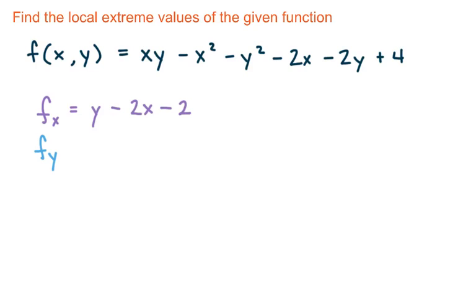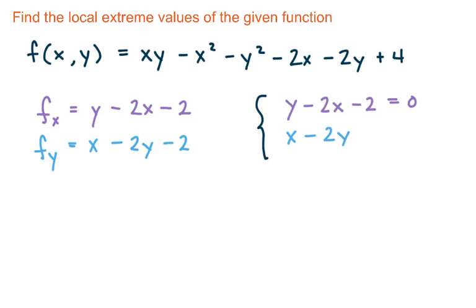And then my partial derivative with respect to y, that means I treat x as a constant. I've got x plus 0 minus 2y plus 0 minus 2 plus 0. So what we do now is we set up a system. I'm going to set each of these partials equal to 0, and we need to solve for the xy values.